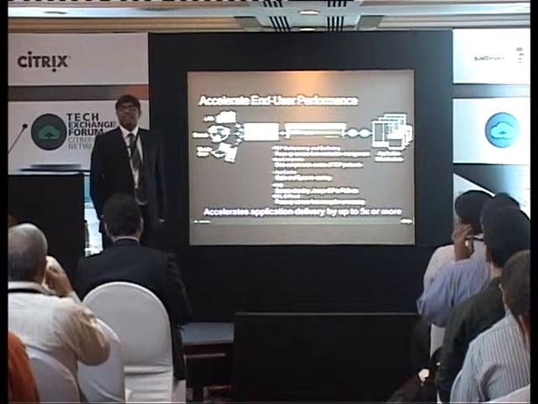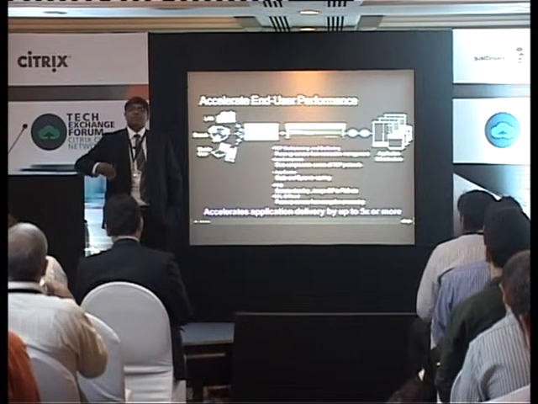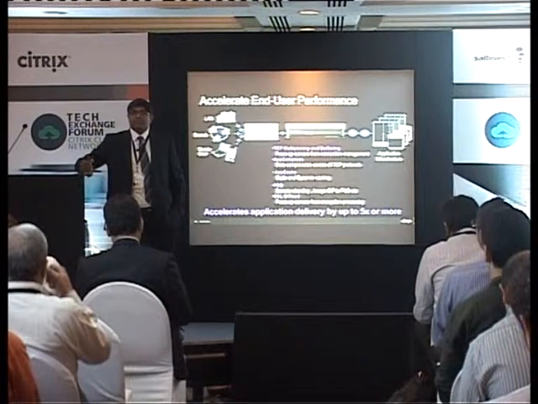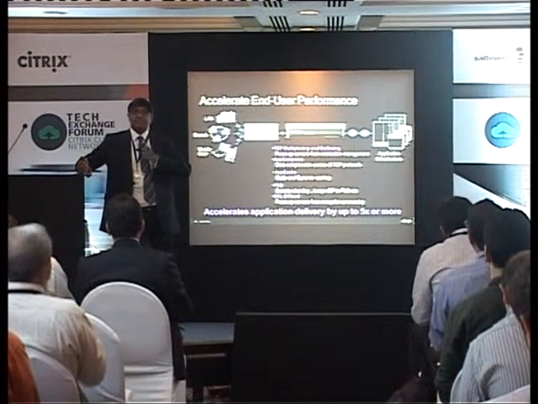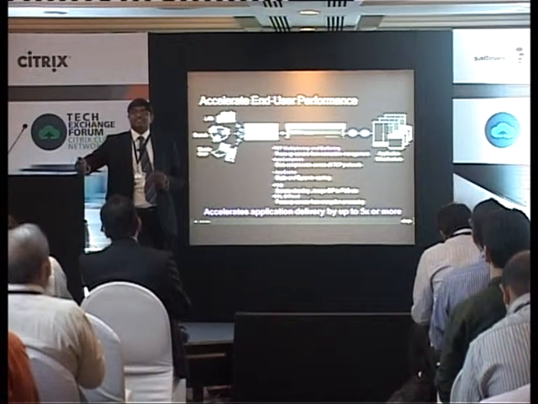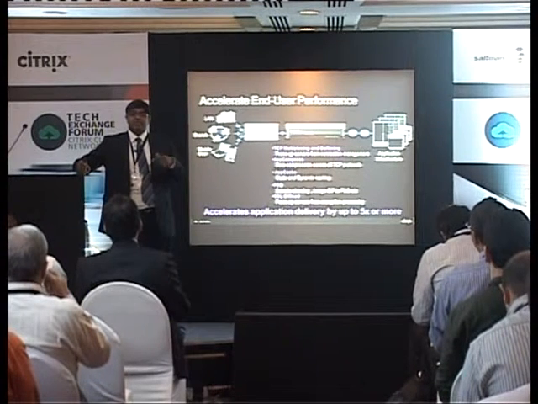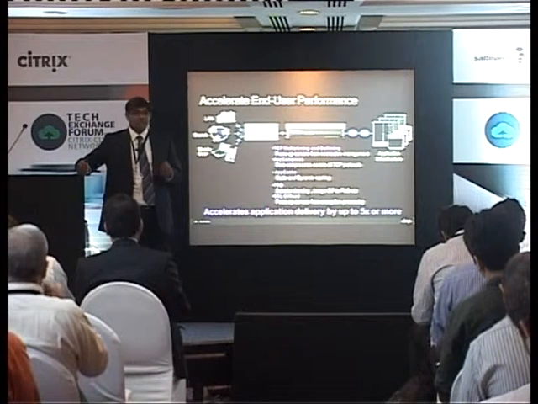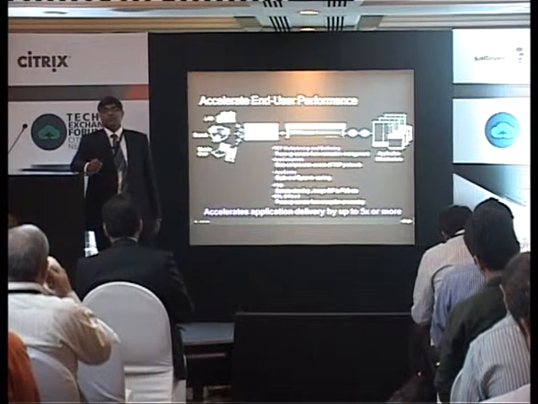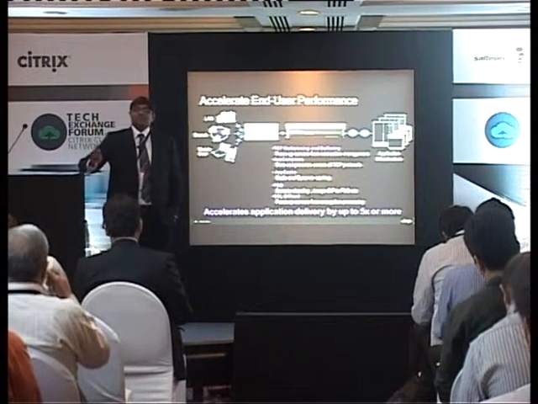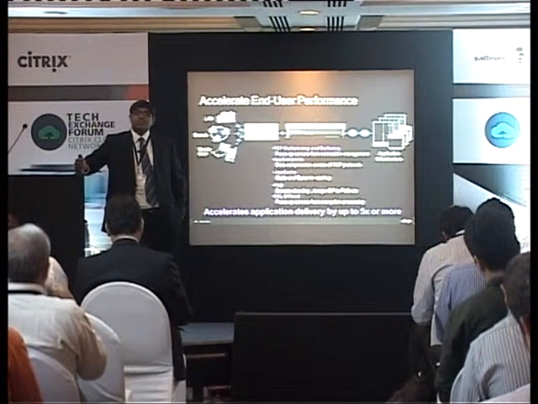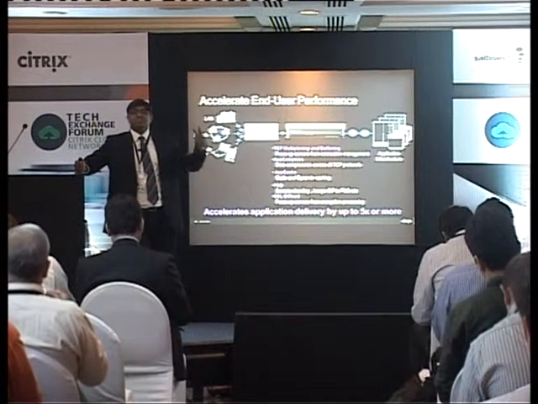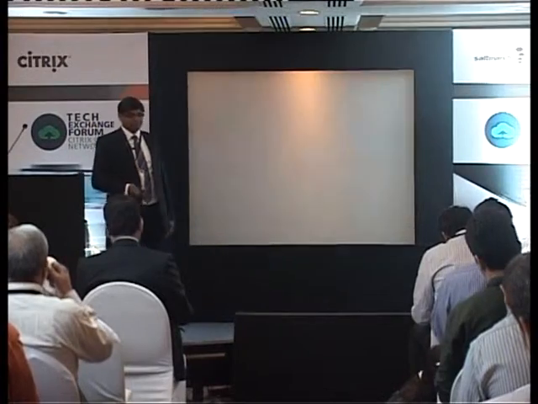TCP buffering: many times we have seen the server responding with a 2 MB or 5 MB file, but the network on which it is flowing is pretty congested. Because of multiple round trip time delays, the user performance gets impacted. Buffering is the key feature we use here. Whatever response comes from the server, we store it on the Netscaler itself and give it in chunks to the end user.